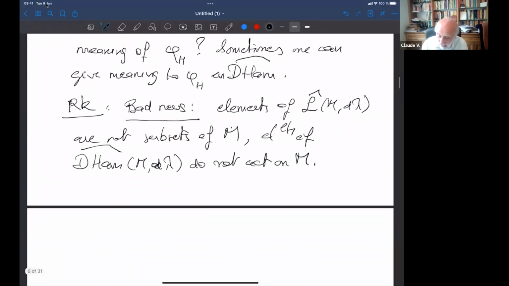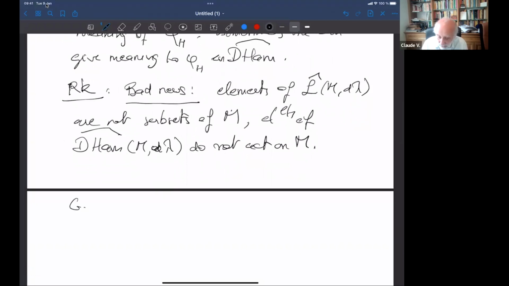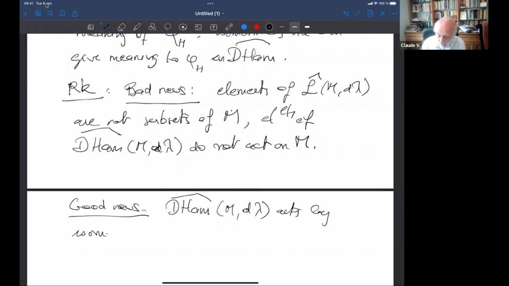And the relative good news here is that, however, you had an action of d ham over L by isometries, and so this goes to the completion because the gamma metrics are compatible. So d ham hat of (M, d lambda) acts by isometries on L hat of (M, d lambda).